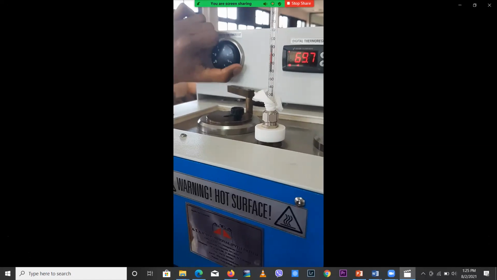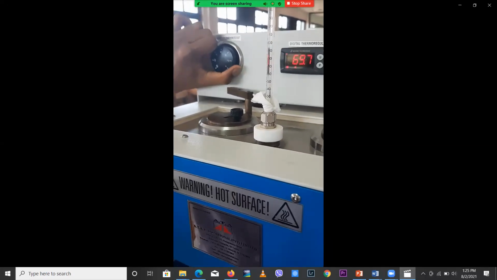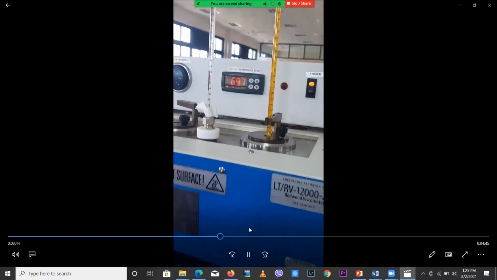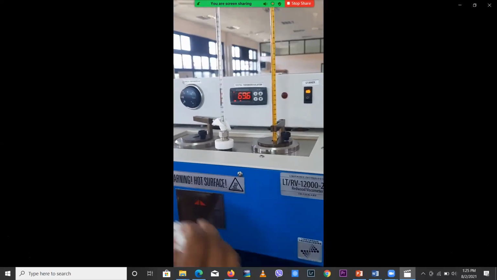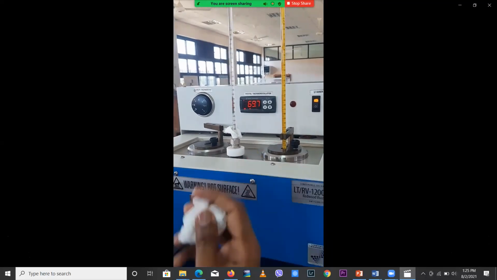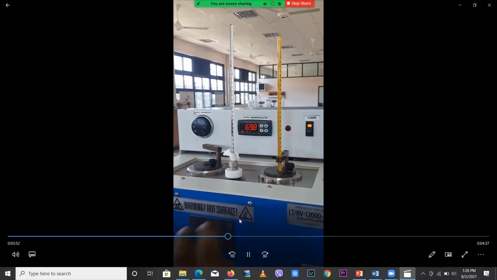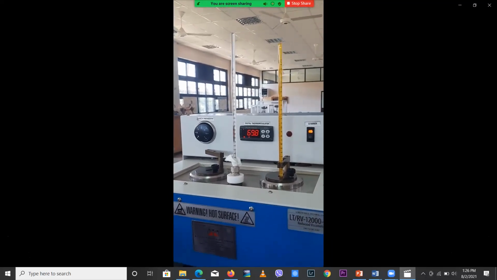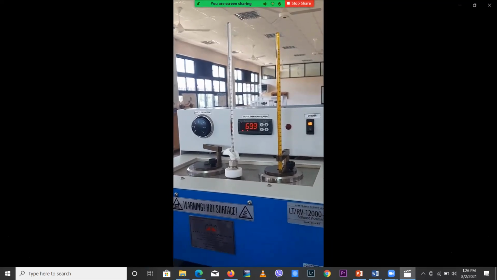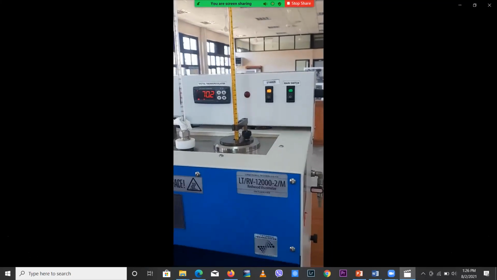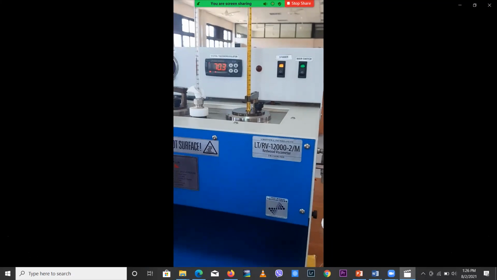So I'm going to make it 70 degrees Celsius. Then after the sample temperature reaches 70 degrees Celsius, we will start to collect this volume and measure how much time it takes to flow.